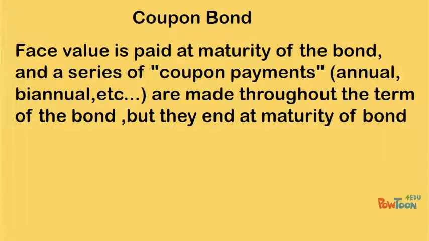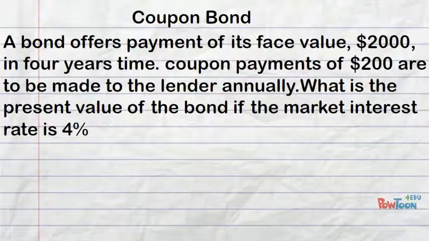Okay, so now that we've mastered single payment bonds, we'll move on to coupon bonds. For coupon bonds, the face value is paid at maturity of the bond, and a series of coupon payments are made throughout the term of the bond, but they end at the maturity of the bond.